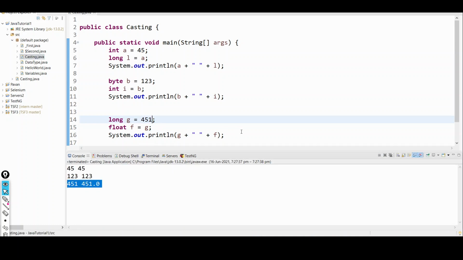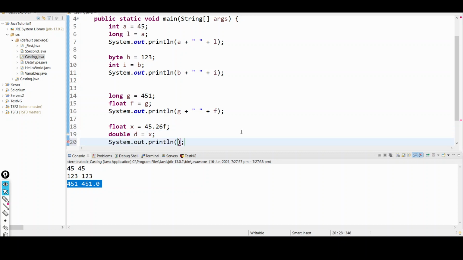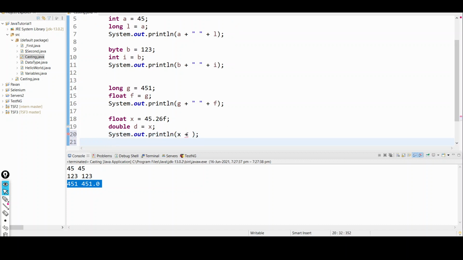Now you know float is smaller than double, because float is 4 byte and double is 8 byte, and the range of double is much greater than float. Let's take a decimal value, and if we are giving any decimal to float, we need to give the trailing f, just a recap. Double d equals x. Can I do this? Yes, and this is implicit. So now if I want to print the value of this, how can I do that?